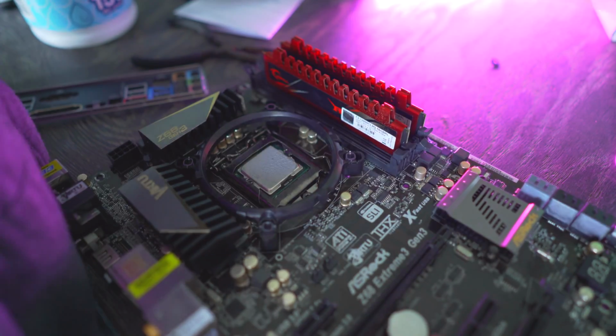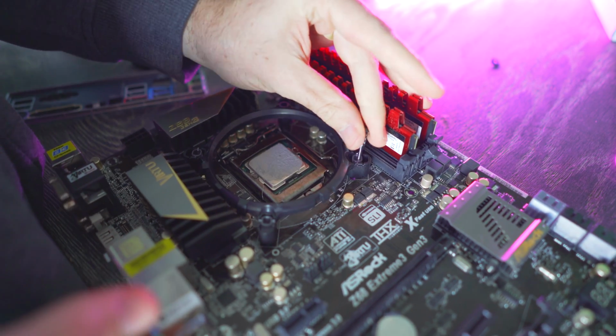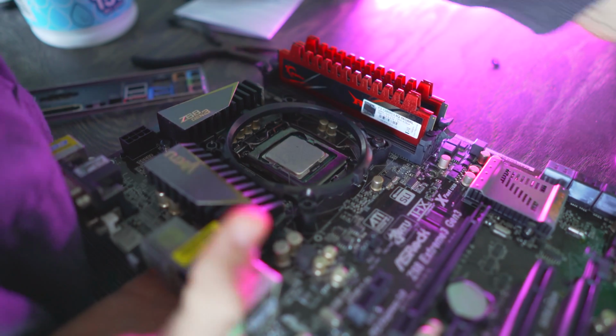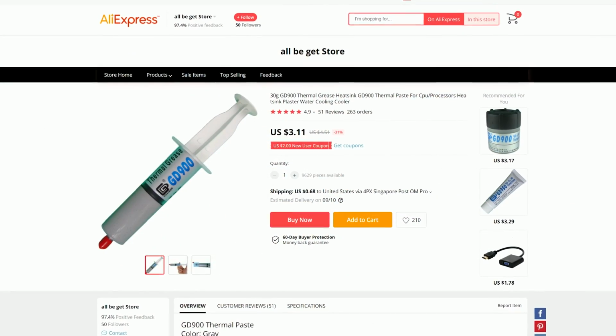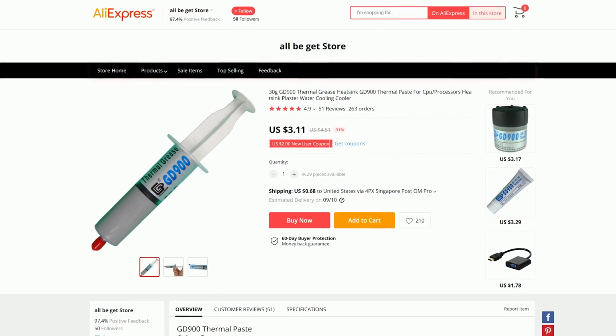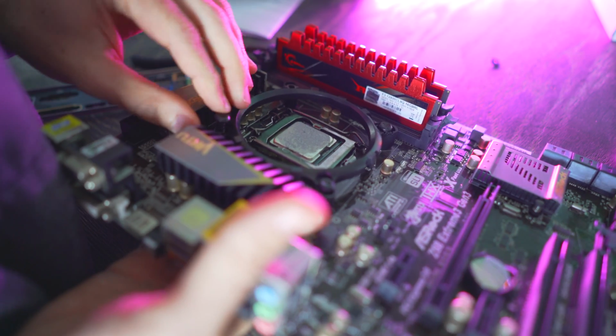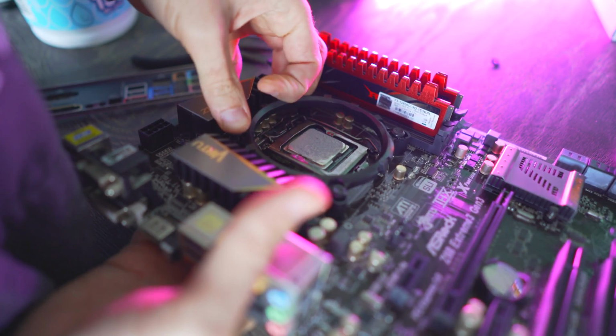Now, it didn't come with any thermal paste, but if you guys are shopping on AliExpress and you install a lot of coolers, I do recommend getting some GD900. That stuff does a phenomenal job and you get a massive tube of that for next to no money. But that being said, you will need some thermal paste with this cooler as it doesn't come with any included.